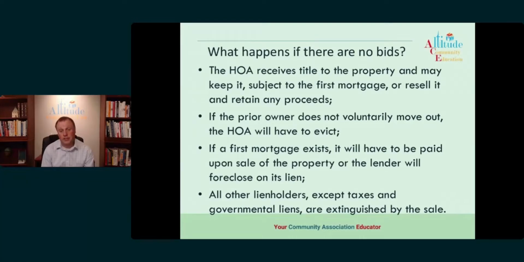If a first mortgage exists, it will have to be paid upon sale of the property, or the lender will foreclose on its lien. So again, if the association takes the property and we don't work anything out with the lender, eventually the lender is going to realize that this foreclosure happened, they're not getting paid, and they're going to try and do their own foreclosure. Ideally, we want to be done with that property by the time a lender tries to do any of its foreclosure actions. All of the lien holders except taxes and governmental liens are extinguished by the sale, which is what we're talking about. So the junior lien holders get wiped out, so they're no longer on the property. So we're only dealing with those priority lien holders, such as the first mortgage and those tax and governmental liens.